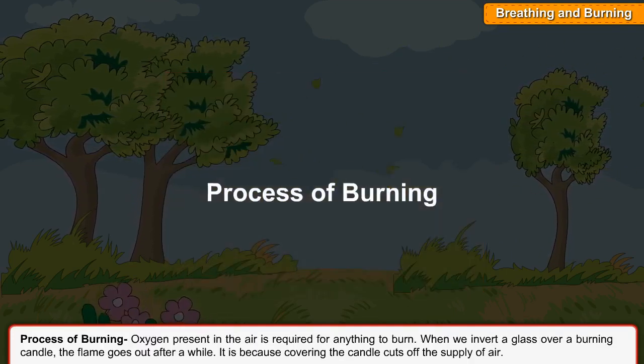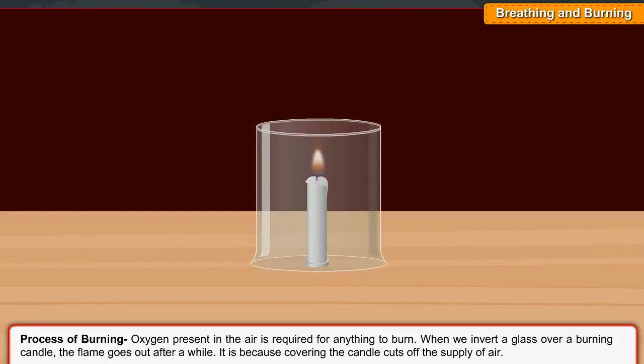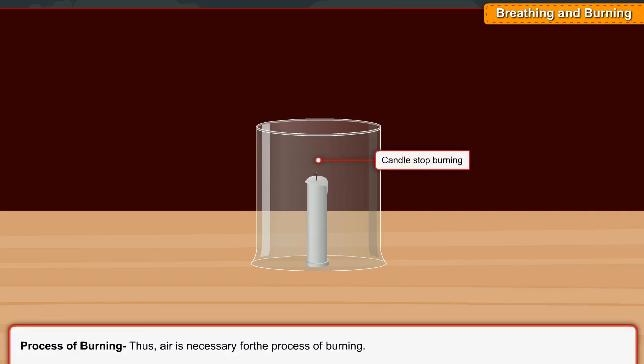Process of burning. Oxygen present in the air is required for anything to burn. When we invert a glass over a burning candle, the flame goes out after a while. It is because covering the candle cuts off the supply of air. Thus, air is necessary for the process of burning.